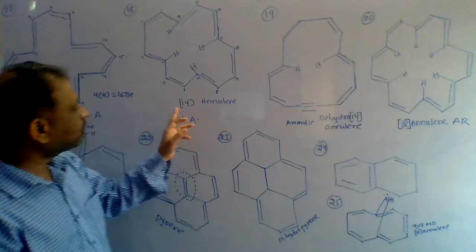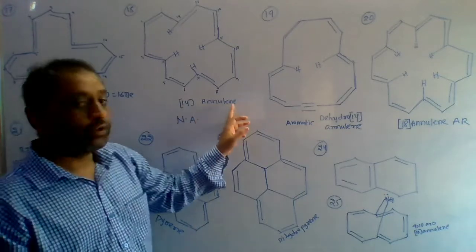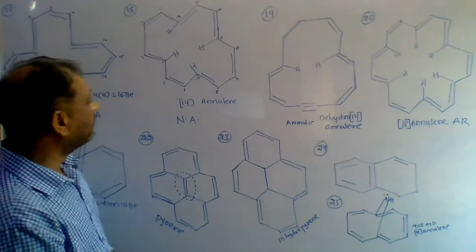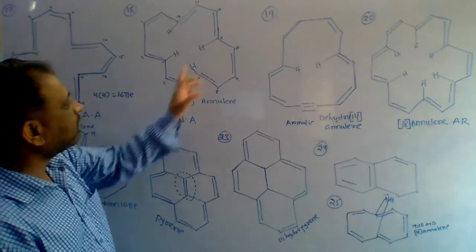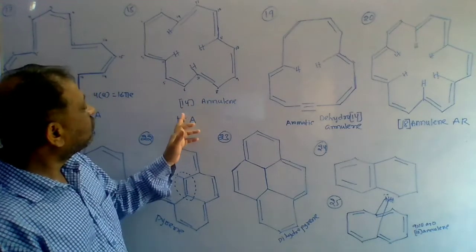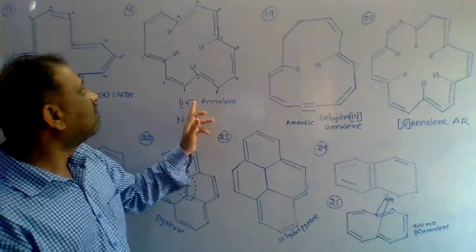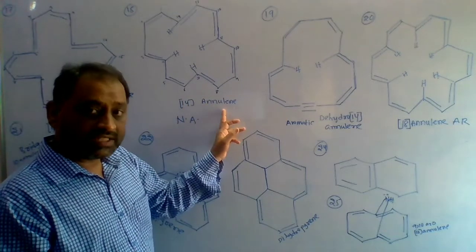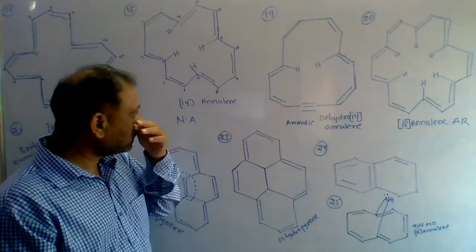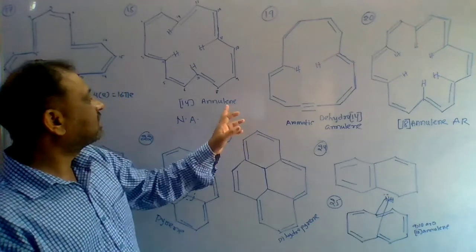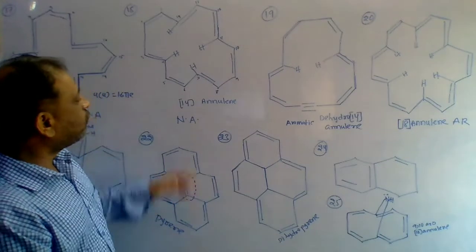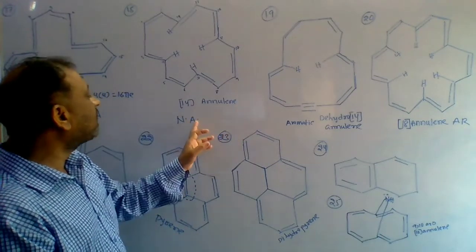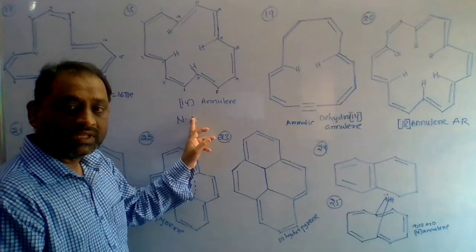And the next example is 14 annulene. According to Huckel's rule, 4n plus 2 pi electrons. Here 14 pi electrons are involved in complete delocalization. So with respect to Huckel's rule, it is an aromatic compound, but in reality it is not correct. 14 annulene is a non-aromatic compound.